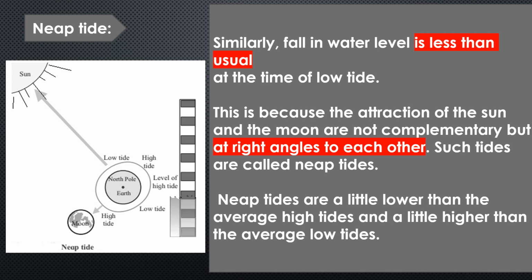This happens because the attractions of the sun and the moon are not complementary but at right angles to each other. Such tides are called neap tides. Neap tides are a little lower than the average high tides and a little higher than the average low tides.